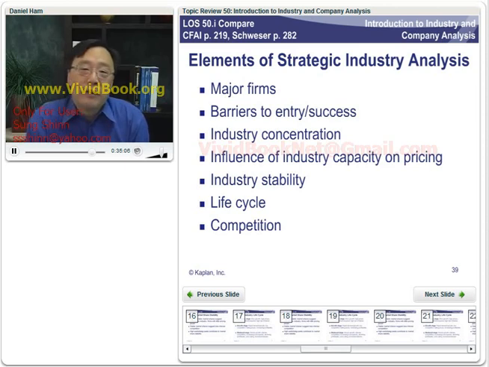We talked about the barriers to entry and the ability to succeed, and in terms of industry competitiveness, we talked about that already. We specifically talked about industry concentration. I don't want to repeat a lot of this. Similar ideas apply here. Then you have influences of industry capacity on pricing, all else being equal. Under capacity means more pricing power, over capacity, less pricing power. Industry stability, all else being equal, you want a more stable environment, especially if you're within that industry currently. Life cycle, we talked about the 5 different stages. You have to identify what stage you're in. The competitive environment, what are we going to use? Porter.